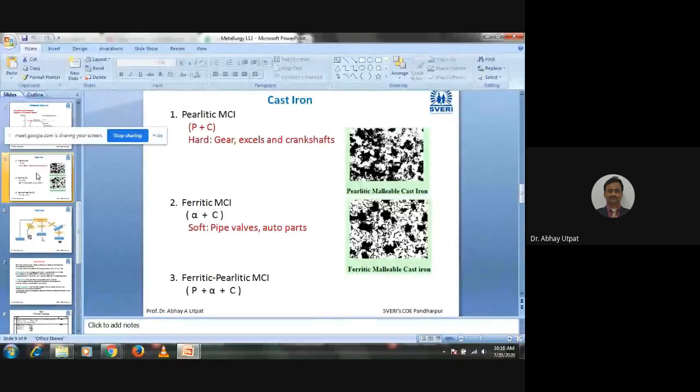Pearlitic malleable cast iron has little strength. It is used for making gears, axles, crankshafts, whereas ferritic malleable cast iron has little deformation properties and is used for making pipe walls, auto parts, etc. And if the cooling is in between, the graphitization reaction will be incomplete and the structure will be ferritic pearlitic malleable cast iron. That is P plus alpha plus C. This screenshot you might have taken.